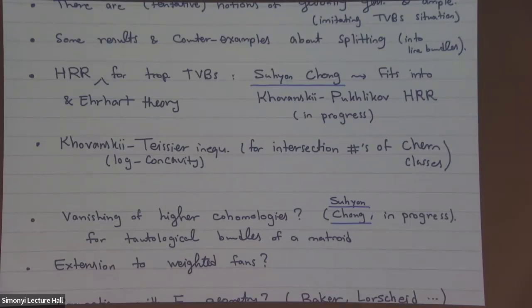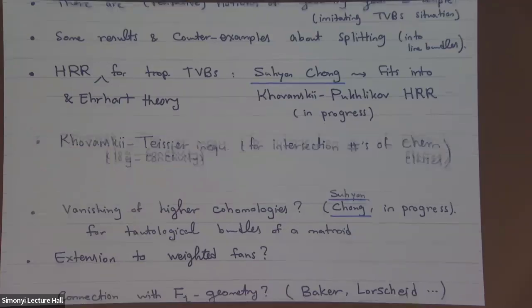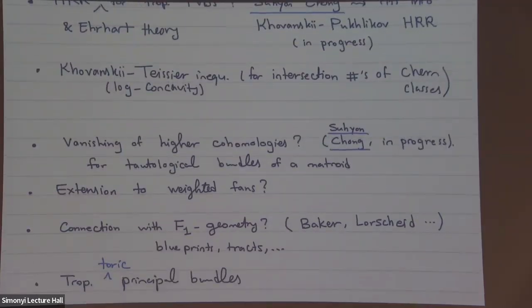And then it's also in progress working out Khovanskii-Teissier inequalities or log concavity for intersection numbers of Chern classes. This should come out of the tropical Hodge theory of June and collaborators. This is also one of the projects. Again, a vanishing of higher cohomologies for tautological bundles.